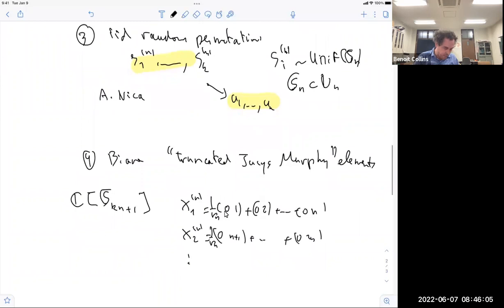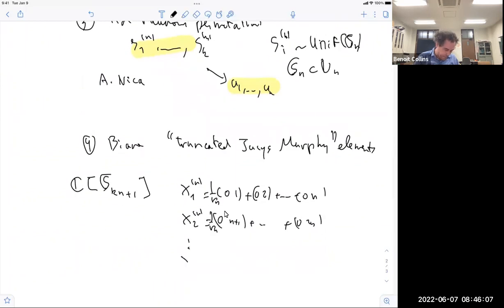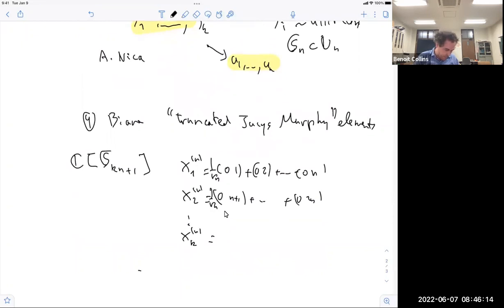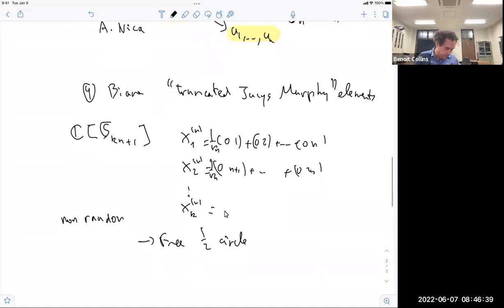And what he proved also is that these elements, so I have k of them, if I don't mess up my notation, converge towards IID free semicircular elements. So free semicircle. Here I think that this is interesting in the sense that this is non-random. We are somehow decreasing the level of randomness.